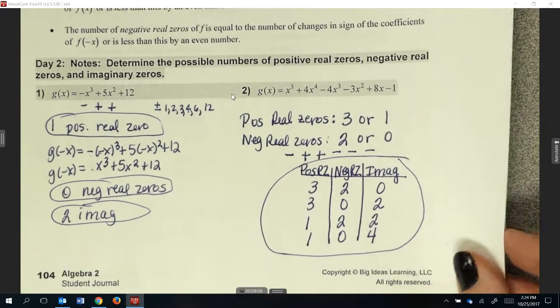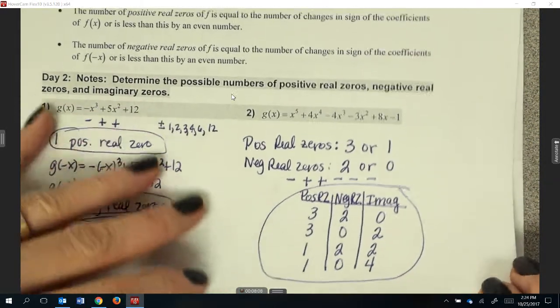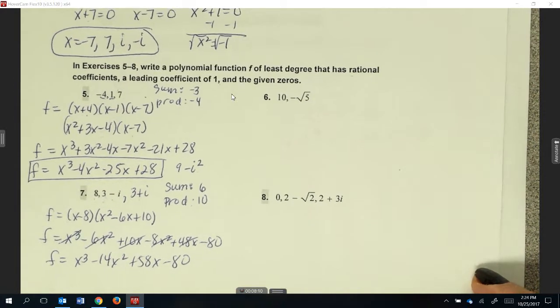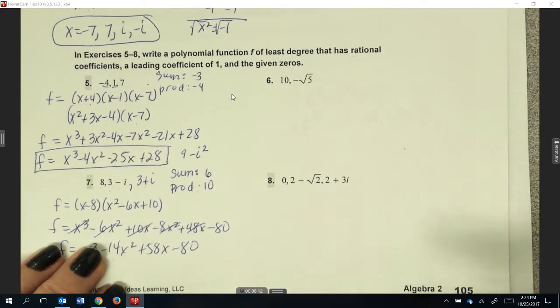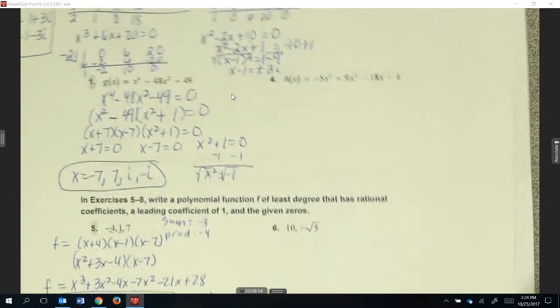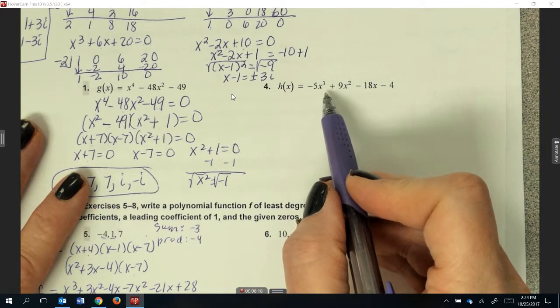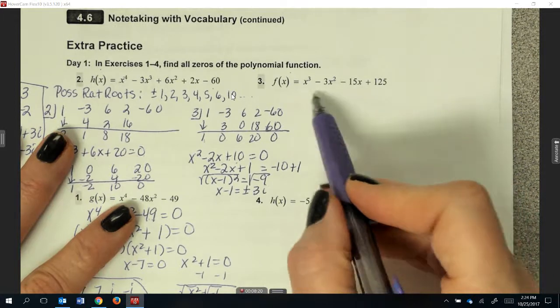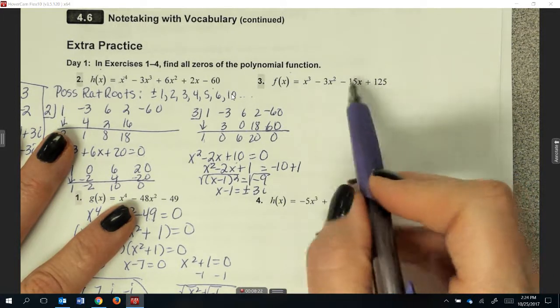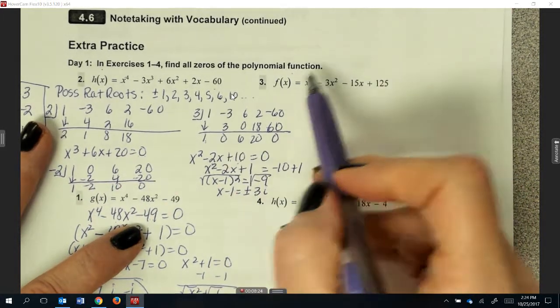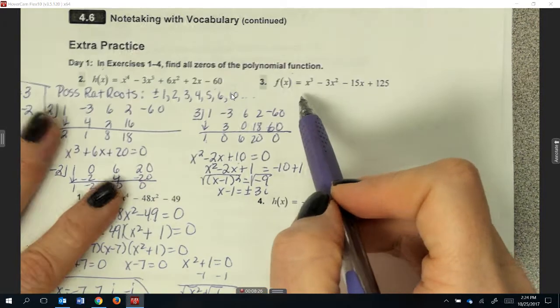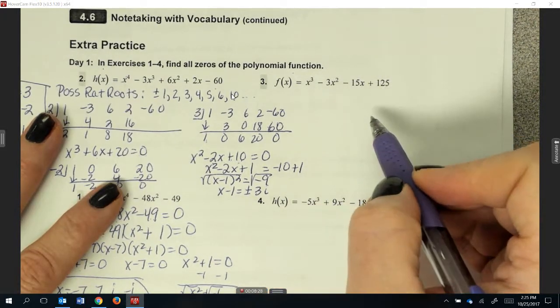All right, so how does this really help us with anything? Well, let's go over here to our page 105, and let's look at this now, problem number 4. Problem number three. It's your number 2, my number 3. That's so confusing. This problem.